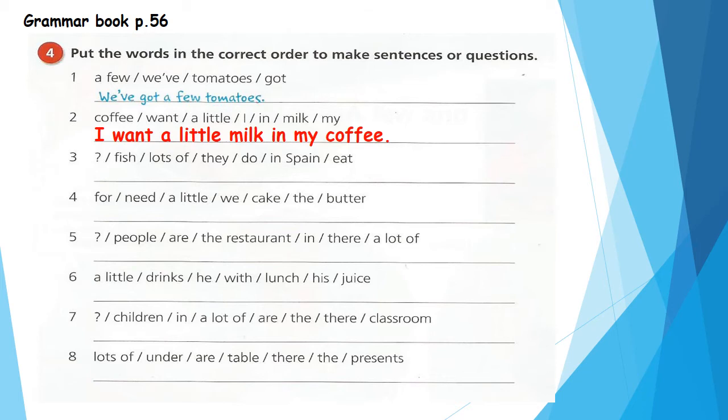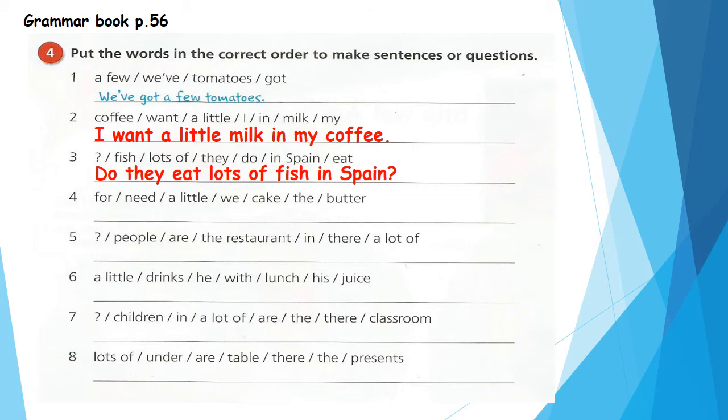Okay, number 3. There is a question here. Okay, so we'll form a question. Fish, lots of, they, do, in Spain, eat. Here we start by do. To form a question, we start by do. After do, where is the subject? Yes, they. After that, we want the verb. Eat. Yes, lots of. What is the noun? Fish. Where? In Spain. So the question will be, do they eat lots of fish in Spain?